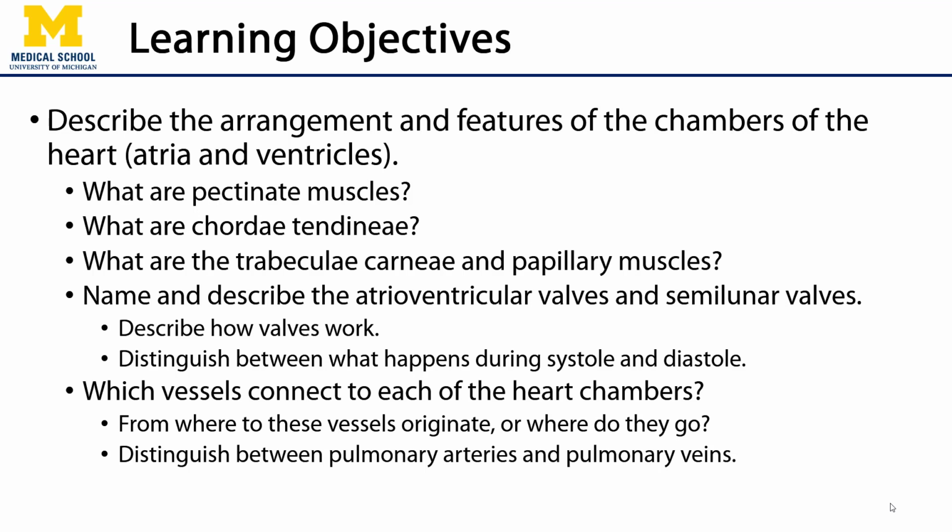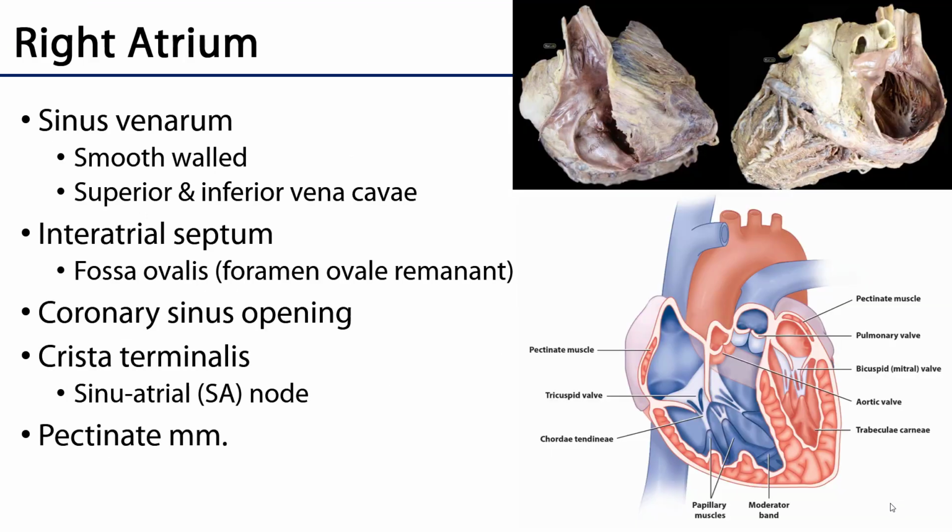We'll also discuss the atrioventricular and semilunar valves, how they work, and what they're doing during systole and diastole. Finally, we'll discuss the pattern of connection amongst vessels to each chamber of the heart, where vessels originate, and where they go. We'll also distinguish between pulmonary arteries and pulmonary veins.